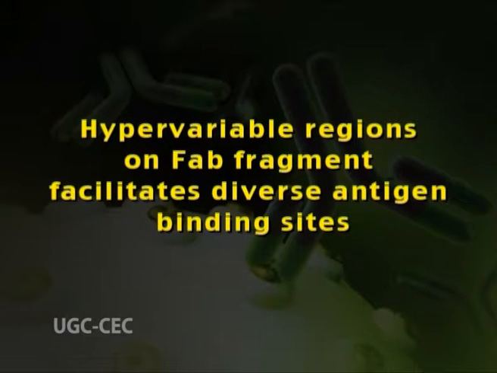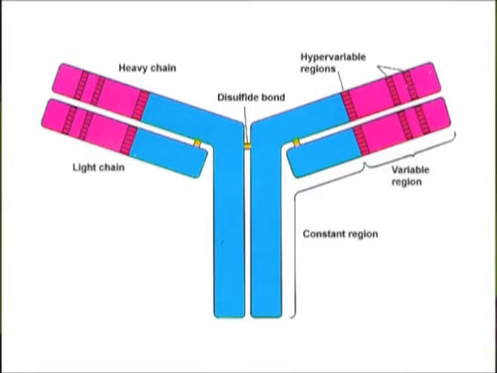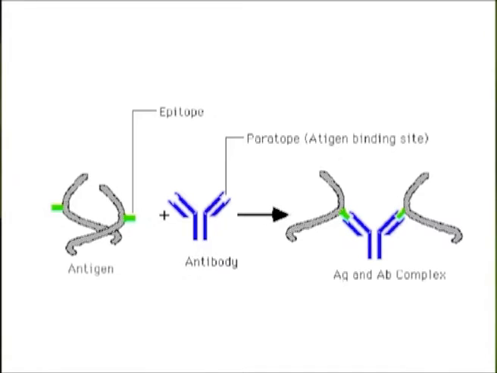Hypervariable regions on FAB fragments facilitate diverse antigen binding sites. The variable region of heavy and light chains exhibit extreme variability at 3 positions. These are known as hypervariable regions. These are the positions on antibody molecules which form the cleft for binding of the antigen. They are termed as paratope or complementarity determining region, that is CDR. Remaining amino acids in variable region form the framework region, which are responsible for maintaining the structure of CDR.